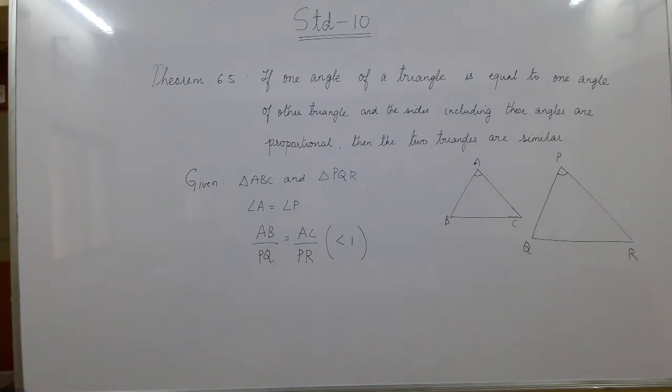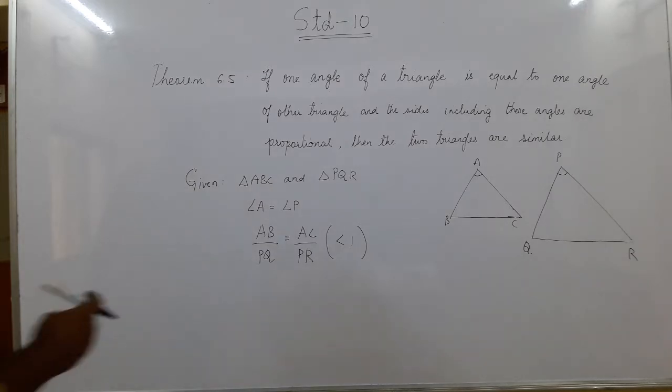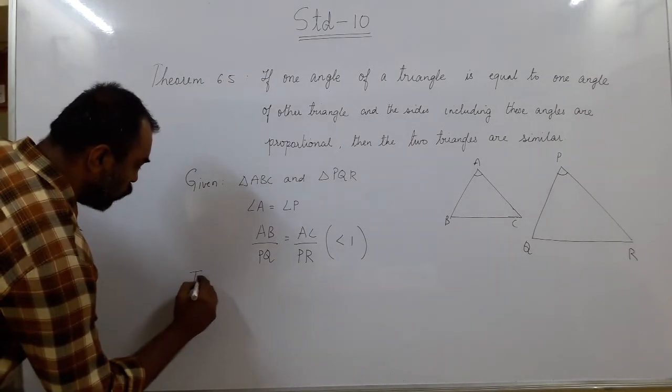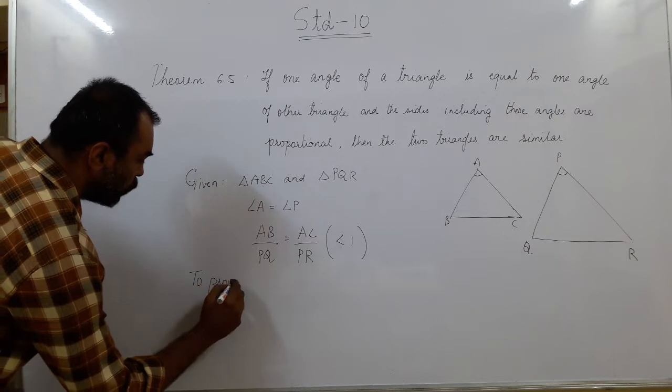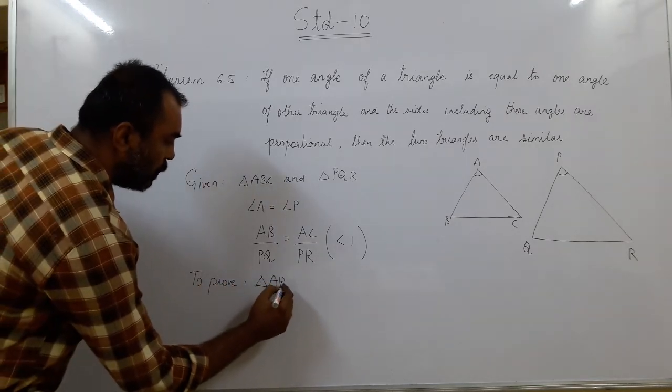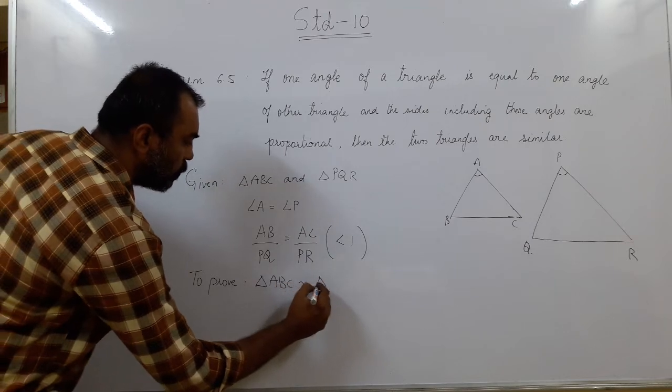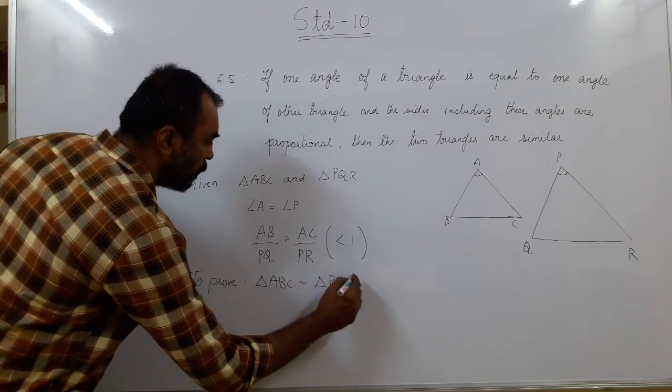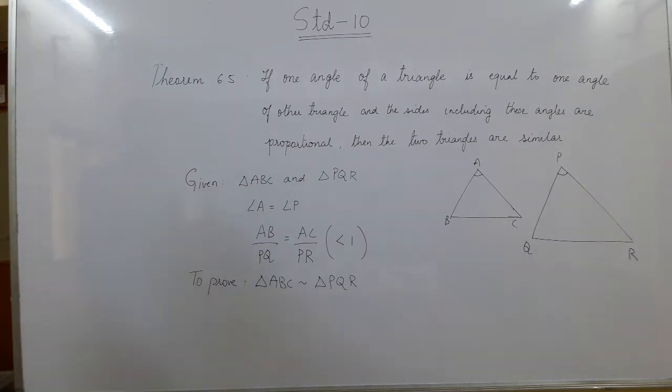Okay? Now to prove, what will we do? We will do the same thing that we did before. Because the ratio is less than 1. Okay, but anyway, what do we have to prove? Just let me write the to prove part. We have to prove that triangle ABC is similar to triangle PQR. Okay? So we'll move to the proof. Let me rub the theorem first.